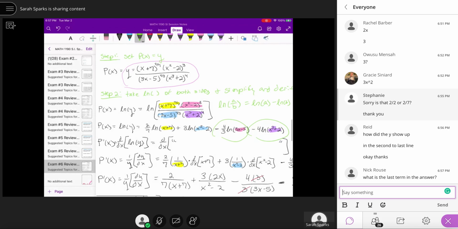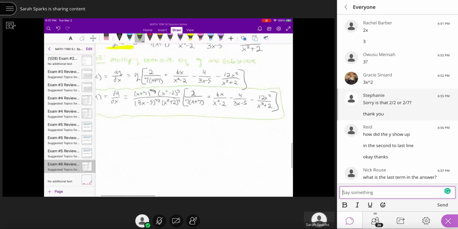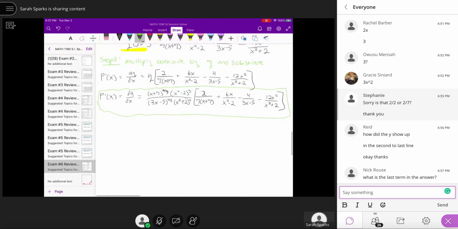What is the last term in the answer? It's going to be 12x squared over x cubed plus 2.